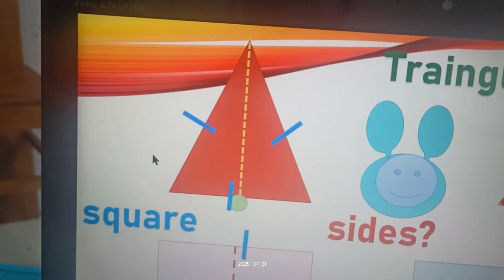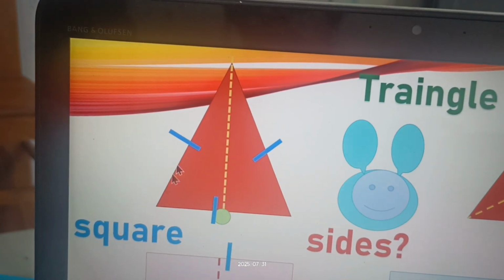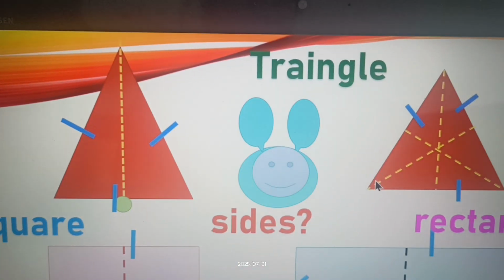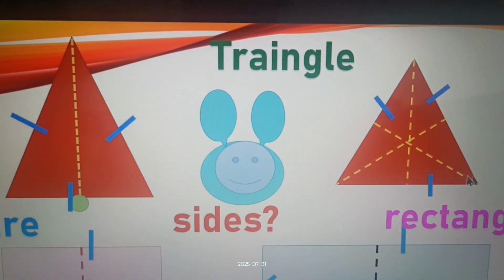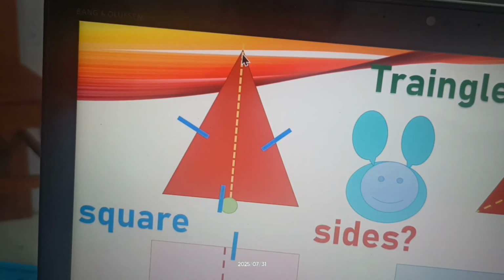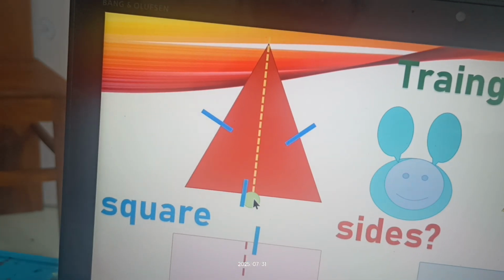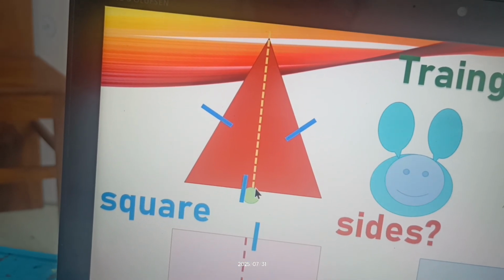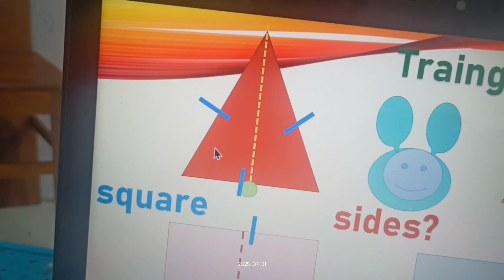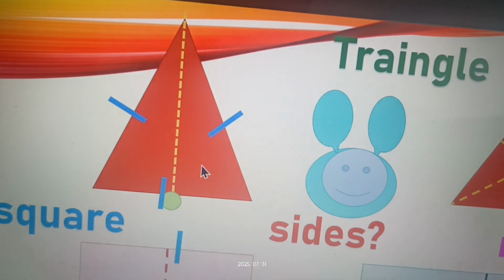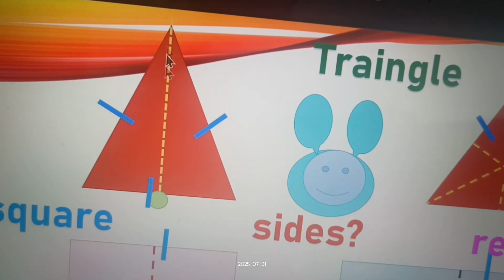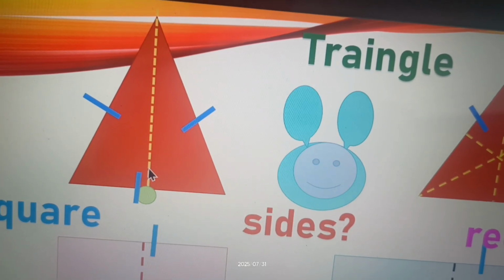How many sides are there in a triangle? Tell me, how many sides are there in a triangle? 3 sides. This triangle also has 3 sides. Then the other part is the symmetrical line. How many symmetrical lines can you draw in this triangle? Only 1 symmetrical line. You can divide this triangle into 2 equal parts by this symmetrical line, that is 1.